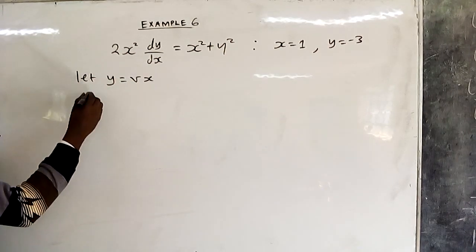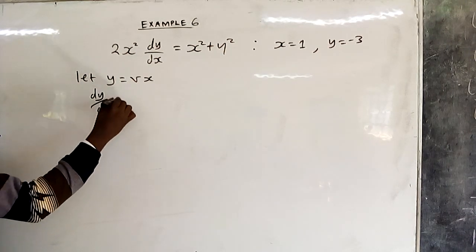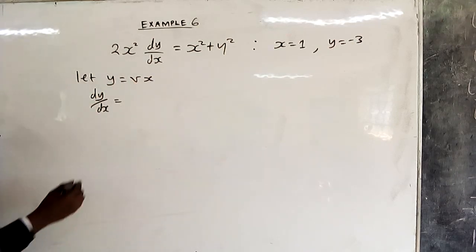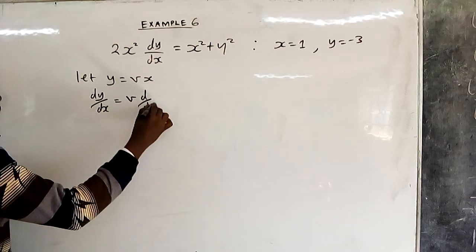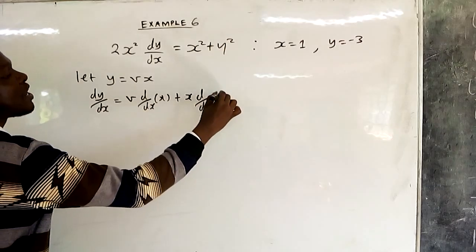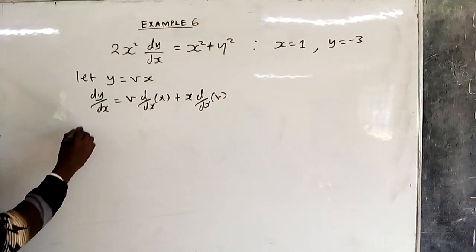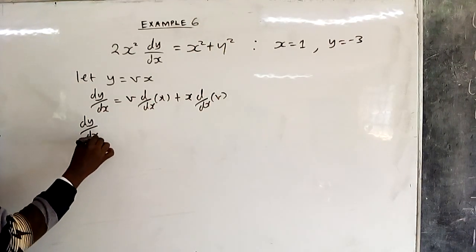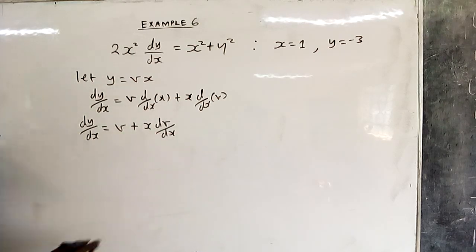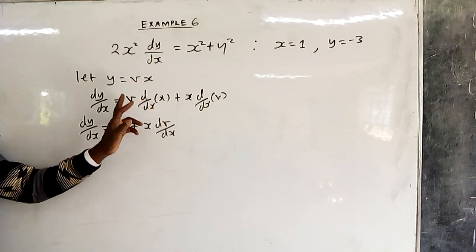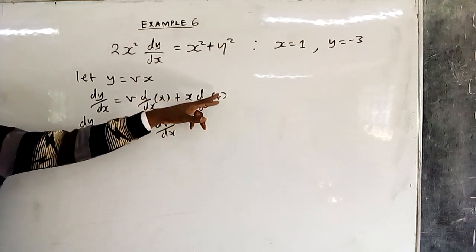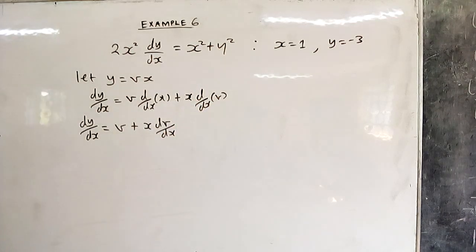So if you differentiate y with respect to x, you can see this is product rule because v is also a function of x. You take v step and you differentiate x with respect to x, plus now you take x step and you differentiate v with respect to x. So in the end, you get dy over dx to be v plus x dv over dx. dx over dx is 1, you remain with v. Here is x dv over dx.